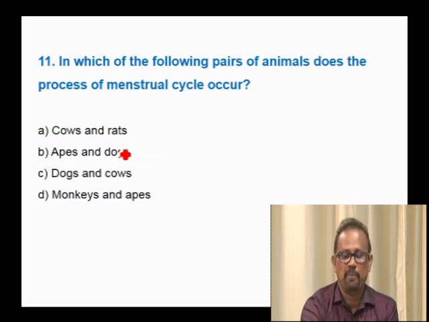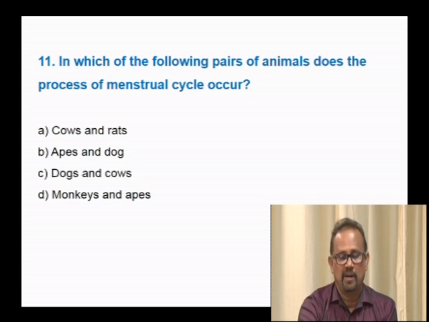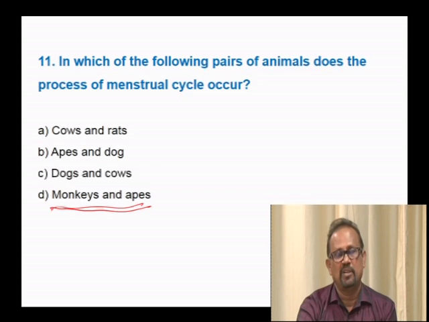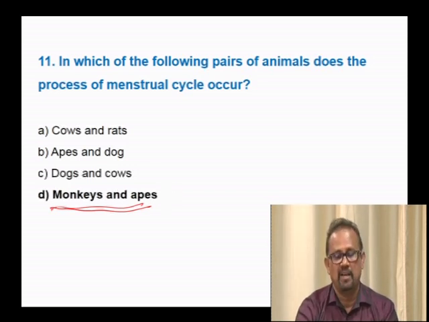Ape is a primate, but dog is not a primate. Dogs and cows are non-primates. Monkeys and apes are the primates. Therefore, the menstrual cycle should occur in monkeys and apes.